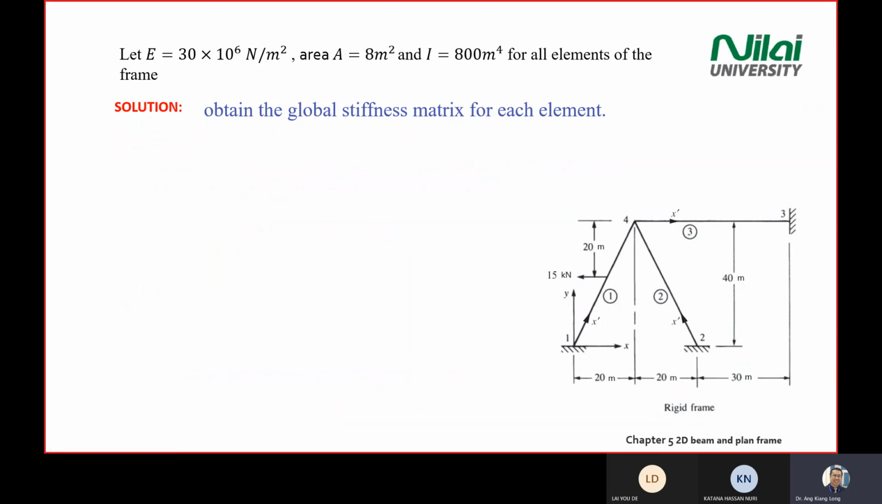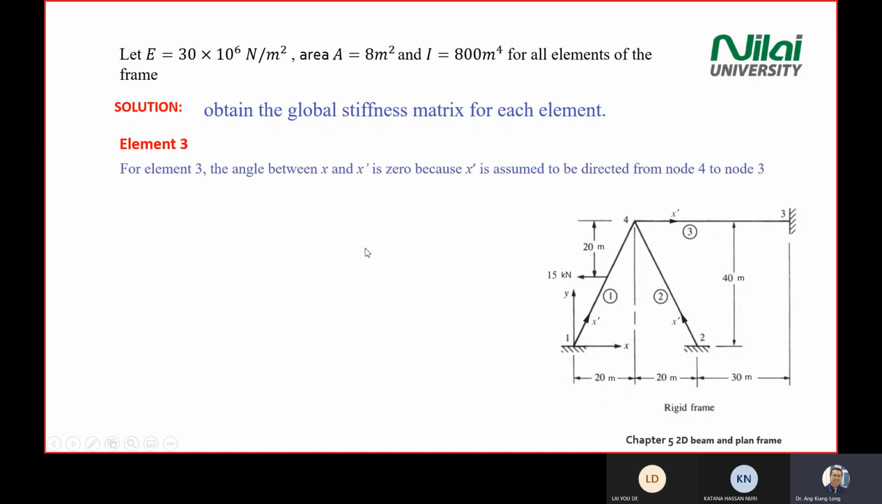Then you repeat the same for element number 3. The first step is just to find the angle. Are you able to understand why the angle of element number 3 is 0? Yes, you measure from x to x prime, so this axis x to x prime is 0.